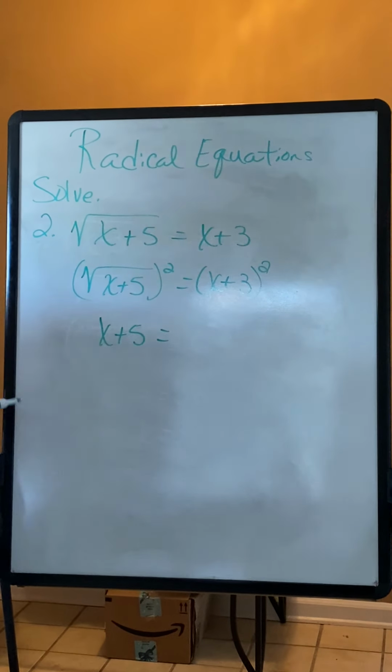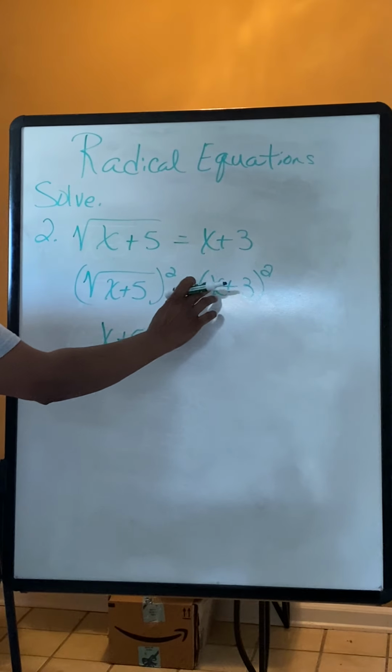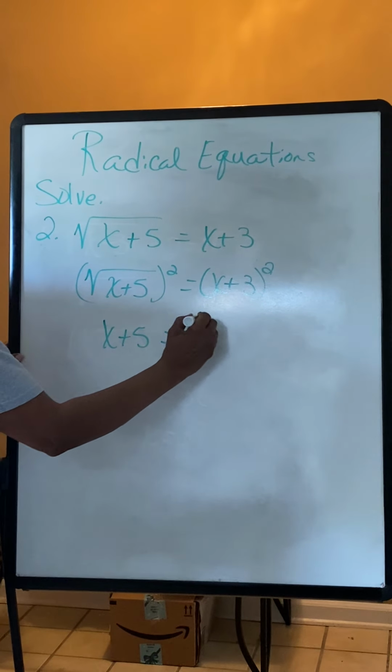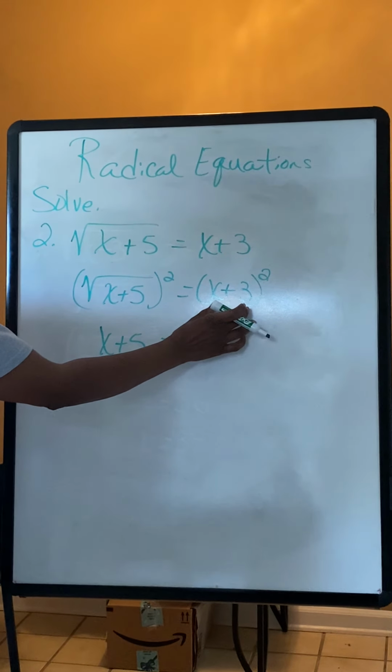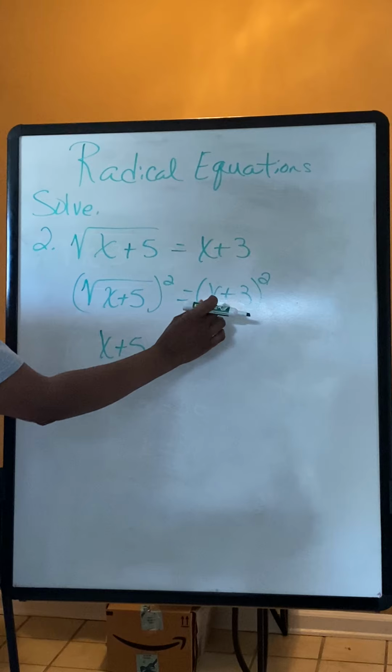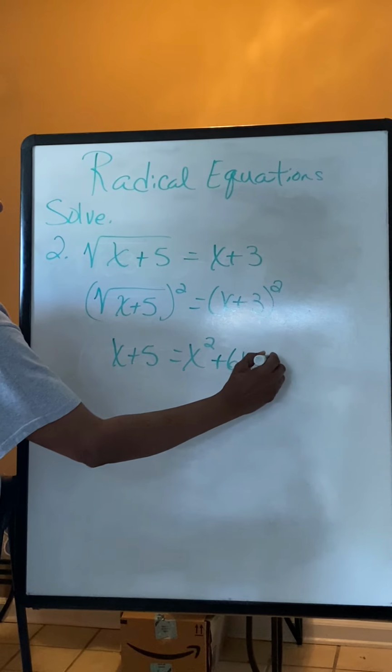When I square a binomial, if you recall, the rule for squaring a binomial: square the first term. If I square x, I get x squared, plus twice the product of these two terms. The product of these two terms is 3x. Twice 3 is 6, so I get plus 6x. Square the last term, I get 9.